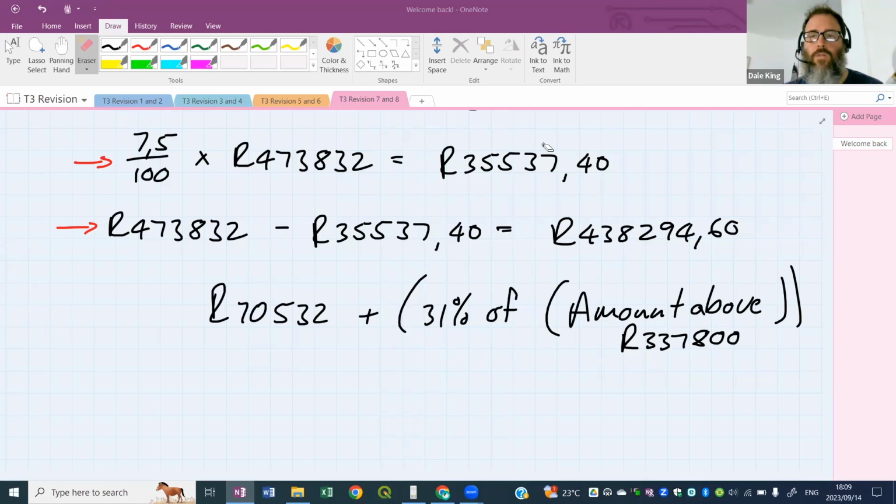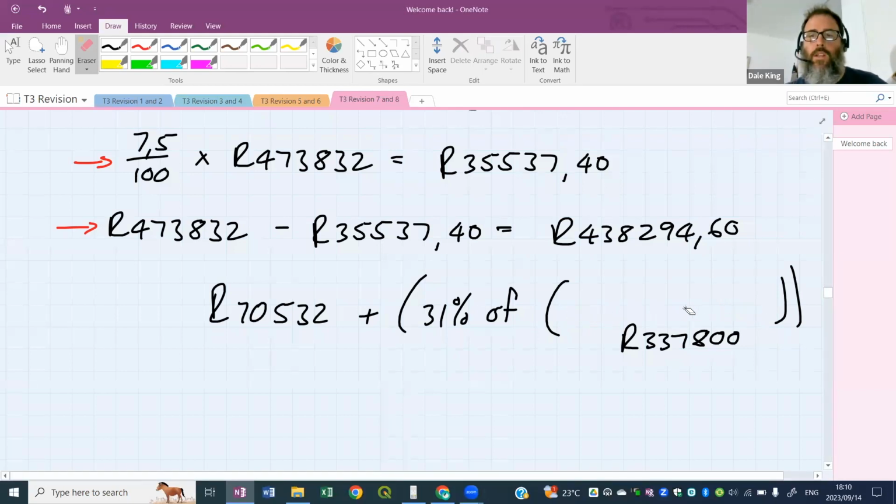How much is this 438,000 above 337,000? So what math do I need to do there? You can type it in chat quickly. What mathematical sum do I do in that bracket? How do I work out that amount? Somebody. Tehran's already done it. Okay, so we need to subtract, right? We got to subtract it.